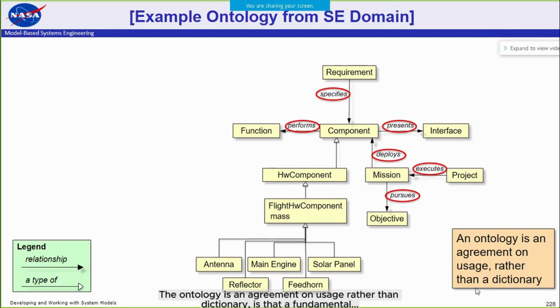Is that a fundamental? I think it is something which most ontologists, including myself, would accept. But I think there are more important features of an ontology. First of all, an ontology should be an agreement on usage which supports computational enhancement of data. And if you have an agreement on usage, but you can't use it to compute, then you've got the wrong kind of agreement on use.